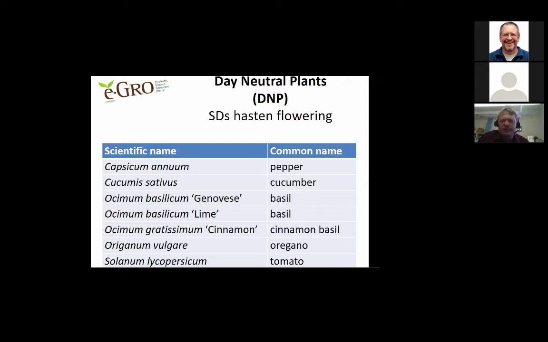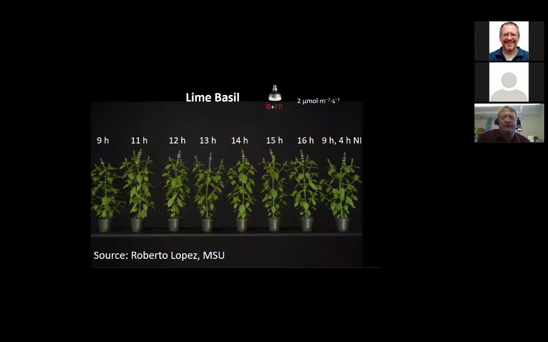But we'll be talking in a little bit about strategies to promote flowering and yield of those crops, but not related to day length. And here's an example.